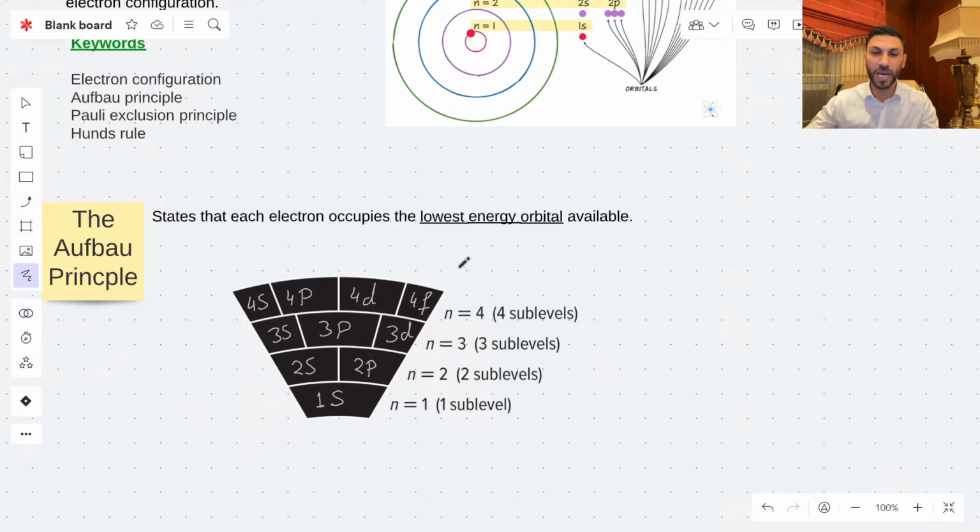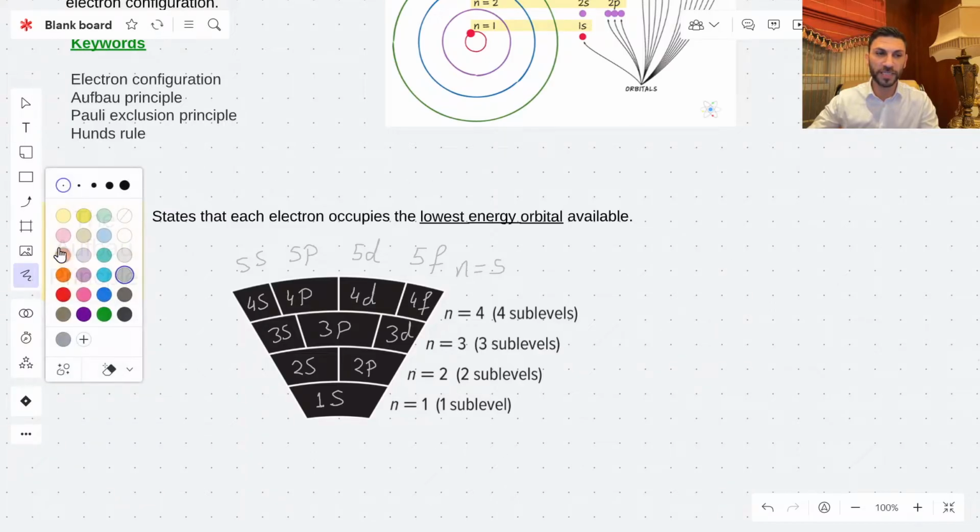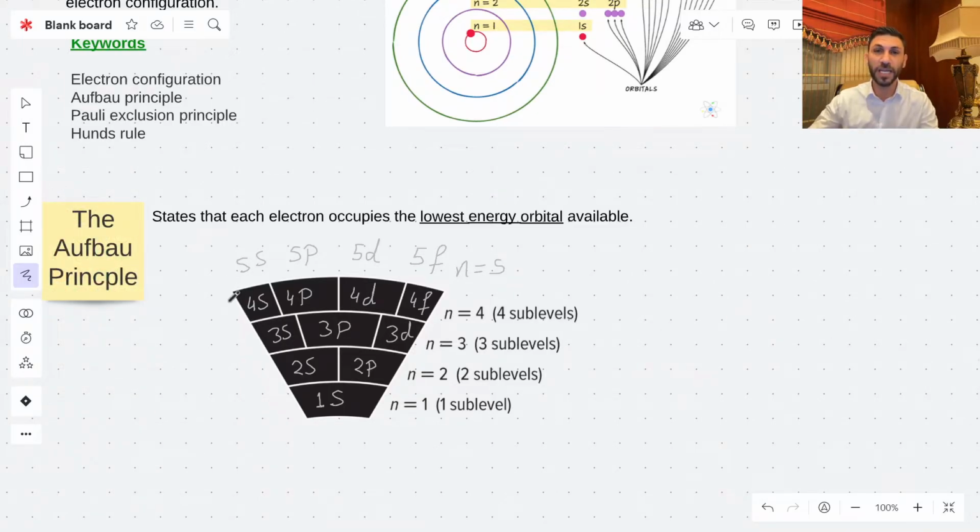Now, what if we have n equals 5? Also, we will have 5S, 5P, 5D, and 5F. We studied also that each sublevel has something called orbitals, and the capacity of each orbital, the maximum number that we can put in each orbital, is 2 electrons.